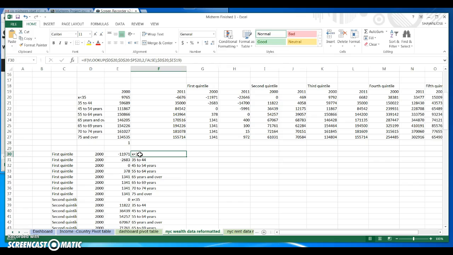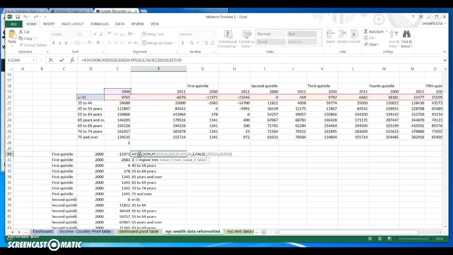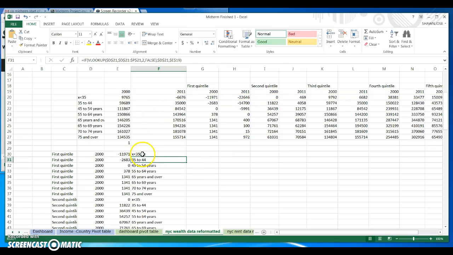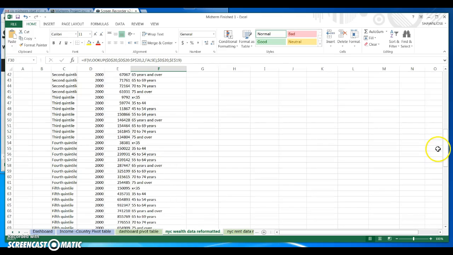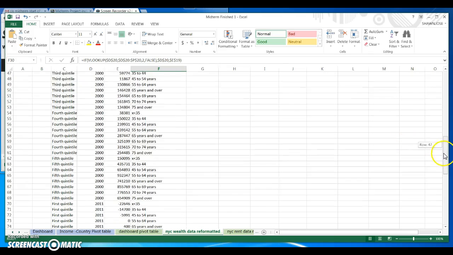And what this tells Excel to do, essentially, is to look within the row that I specified, and if the value of negative 11,971 is within that row, which it is, then it would return the first column in that row, and that would be x is less than 35. And what this allowed me to do is pull this data, which was segmented into columns, and put it into this single column very quickly. Now, once I had it into this format, it was very friendly for a pivot table and for a dashboard.